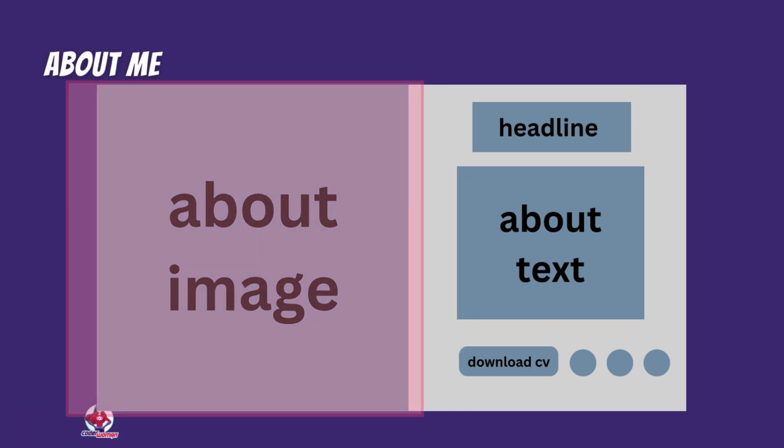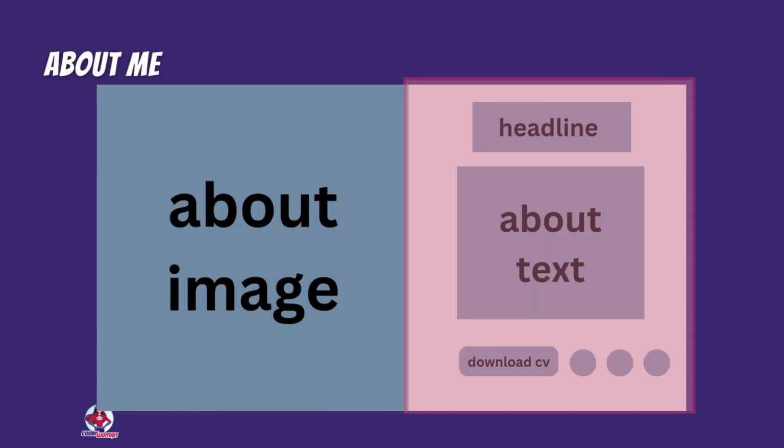On the left, a big picture takes up half the space. You will learn how to make images fit like this. On the right side are a few things: a headline, some text, a call to action button, and social media buttons. We don't have to make this from scratch. We can use what we've done before.